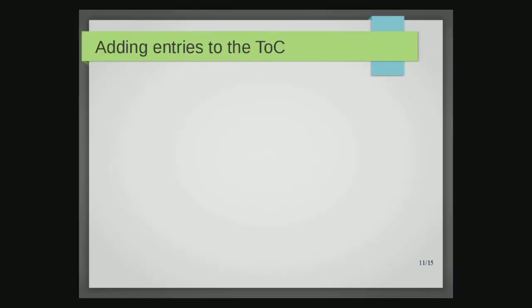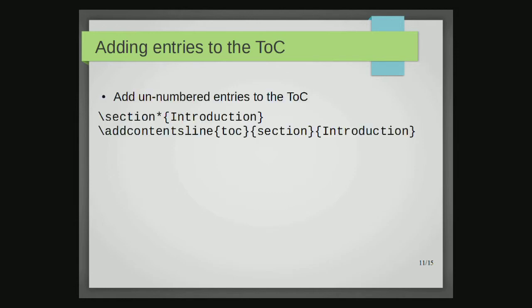It might be the case that we want to insert a non-numbered entry into the table of contents. In order to do so, LaTeX gives us the command \addcontentsline. The arguments to this command will be, in our case, toc, so table of contents, then the level at which we want to introduce the new entry, for example section, and then the entry itself.